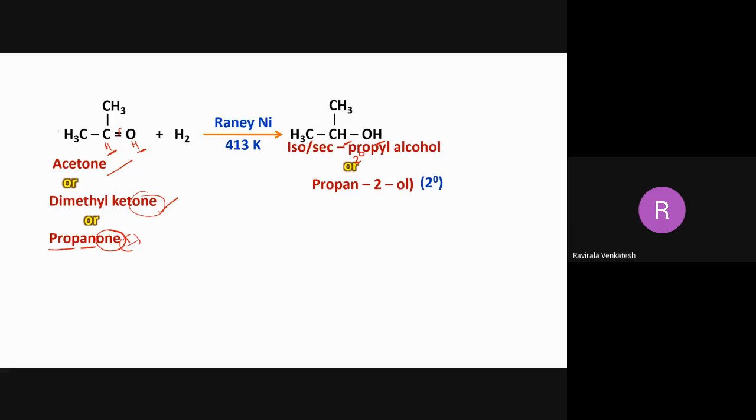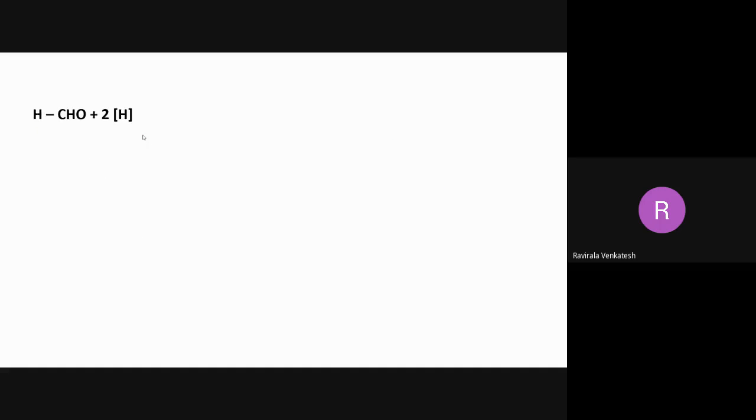So these are also very important. You can remember like this. With less effort, you can remember this easily by this mechanism. In both cases, for aldehydes or ketones, break the pi bond, put one hydrogen here, put one hydrogen here. You will get the alcohols. If it is an aldehyde, primary alcohol. If it is a ketone, you are going to get secondary alcohol.